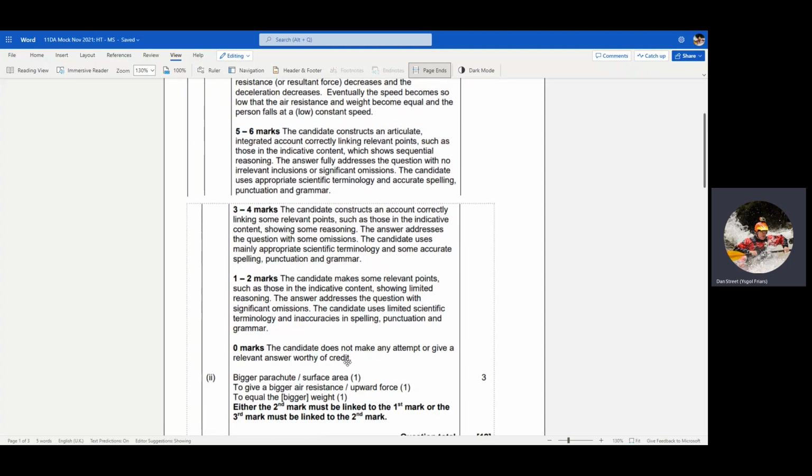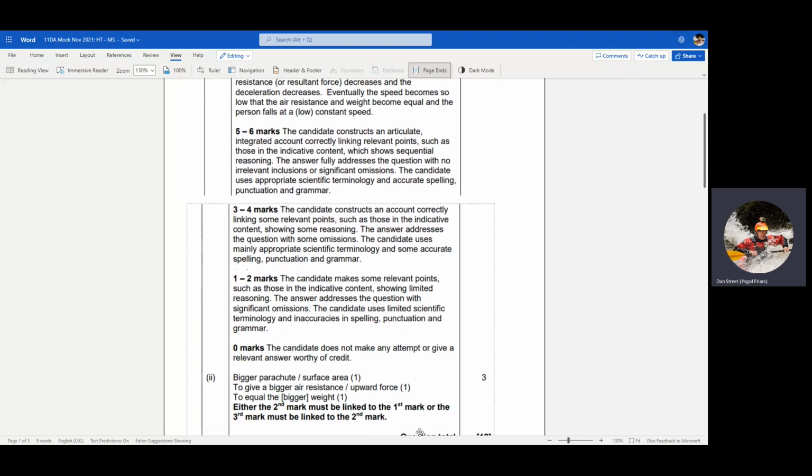and your spelling, punctuation, and grammar are good. And then obviously at 1 to 2 marks, you make some relevant points, and you show limited reasoning, so you don't really explain the answer properly. You leave lots out, and you have inaccuracies in your terminology, spelling, punctuation, and grammar. And then for no marks, if you've not made an attempt at all, or it's very, very poor, you would get no marks there. Okay, so that's the second part of that question.